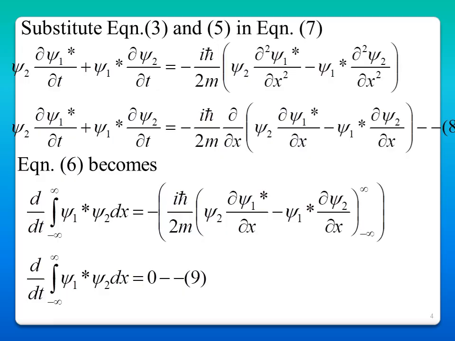When x tends to plus infinity and minus infinity, the wave function and its derivative tend to 0. So after substituting the limits, we get this value equal to 0. So d/dt of the integral of ψ1* ψ2 dx equals 0. Thank you.